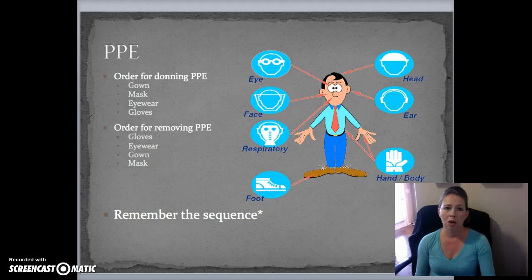You do need to know how to put on your PPE before going into isolation. So this is just a quick reminder of how to put it on. Donning means putting on. So of course, when you're putting it on, you need your gown, mask, eyewear, and gloves. And taking off, you need your gloves, eyewear, gown, and mask. Okay? So just remember that sequence when I'm going in and out of isolation rooms. And washing your hands before and after.